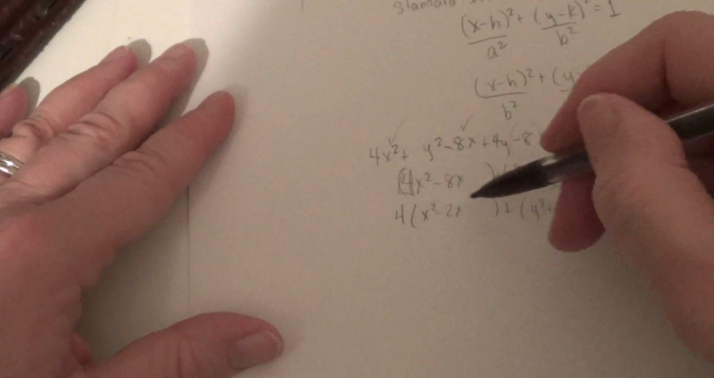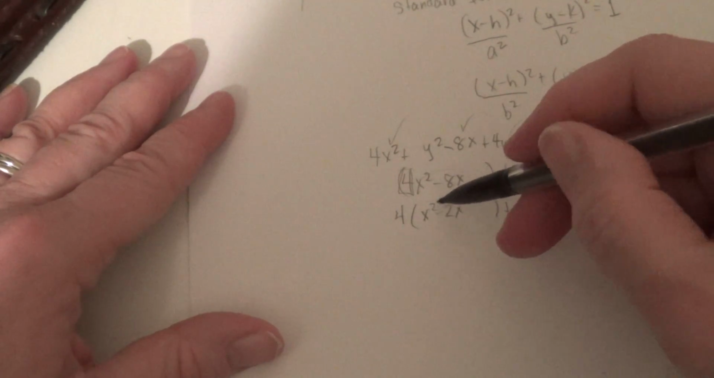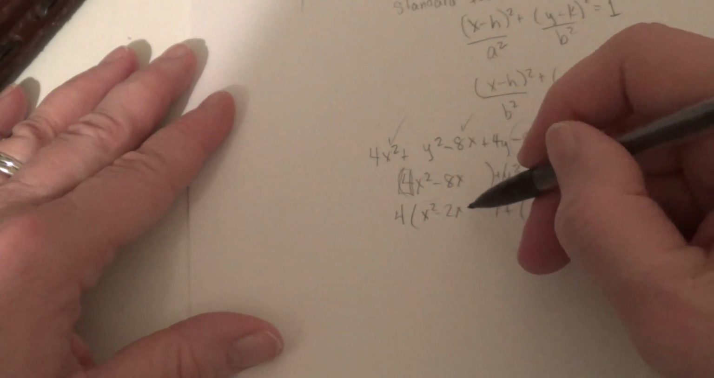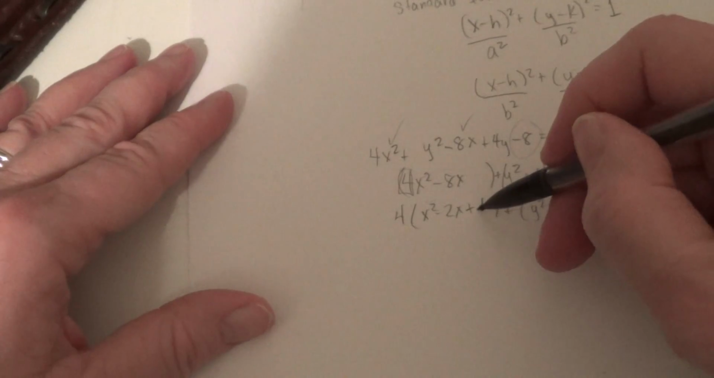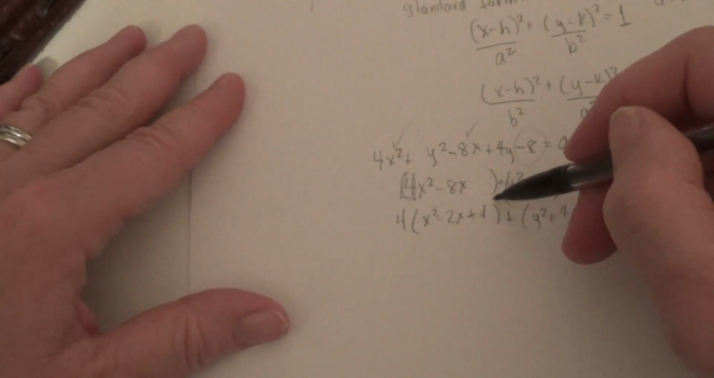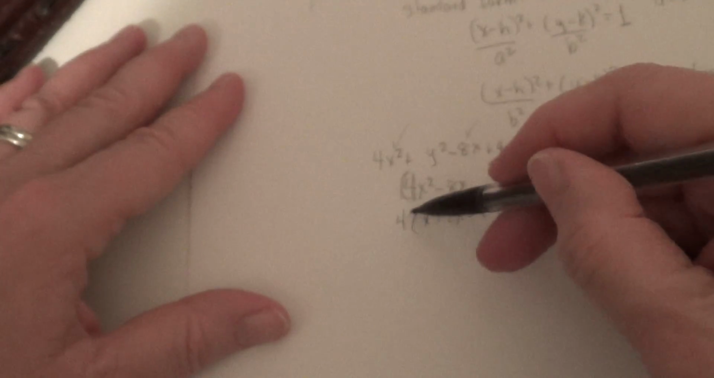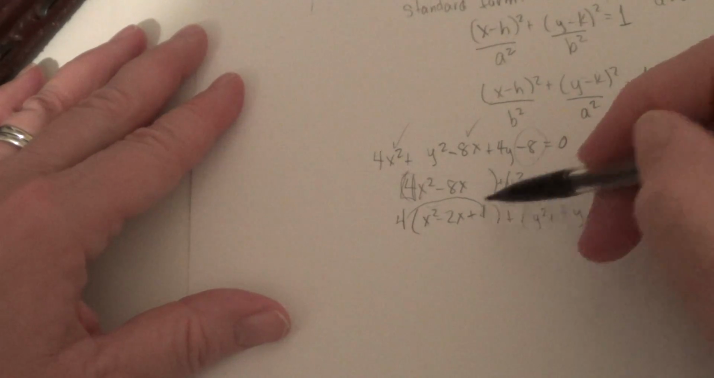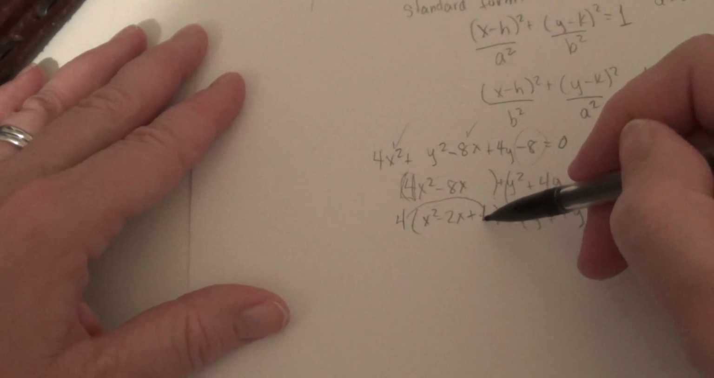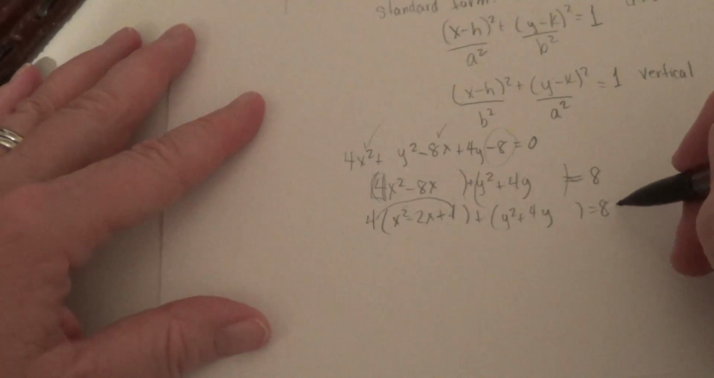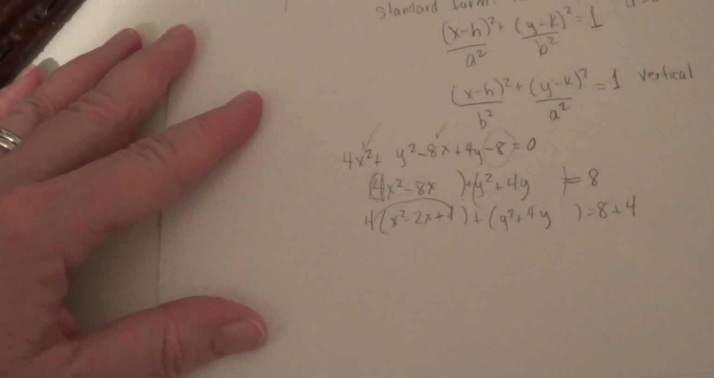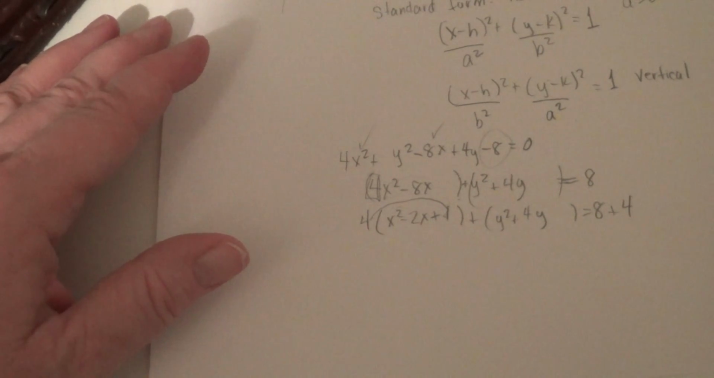So now I go in and complete the square here. So half of 2 is 1, squared is 1. Now it looks like I added a 1, but it's a 1 in disguise. It's really connected to this 4. So where it looked like I added a 1, I really added a 4. 4 times 1. So I go out here and balance the scales by adding 4.